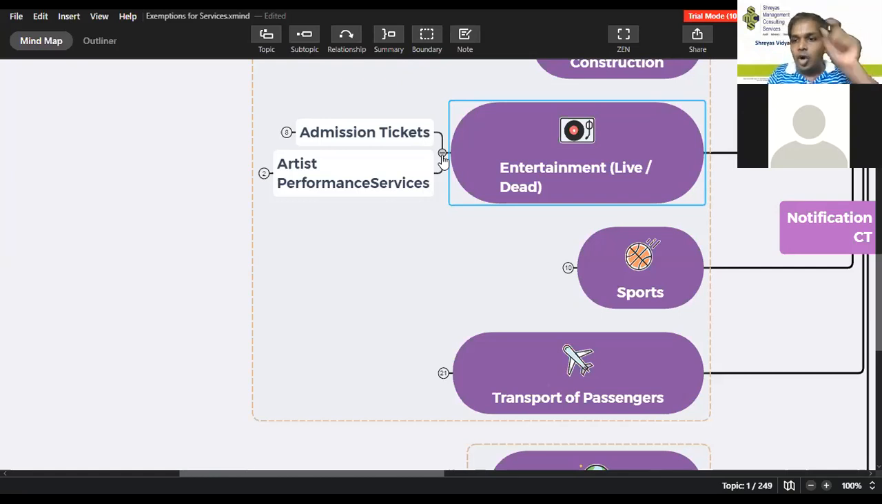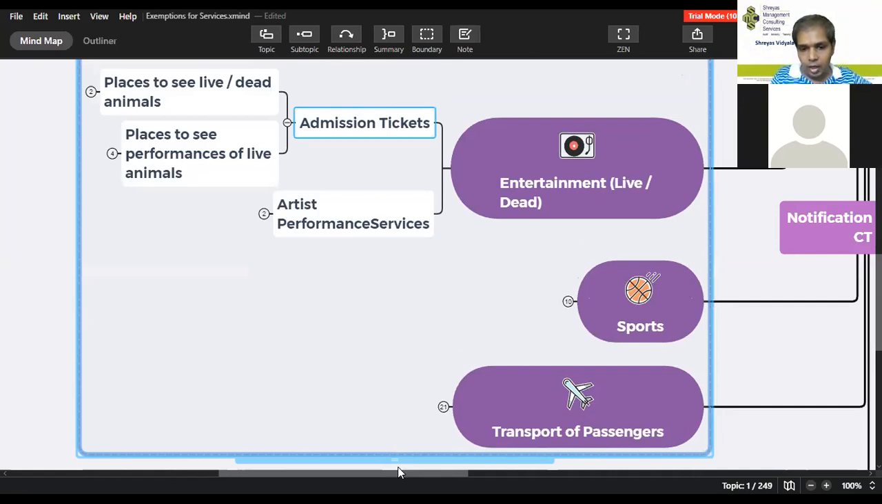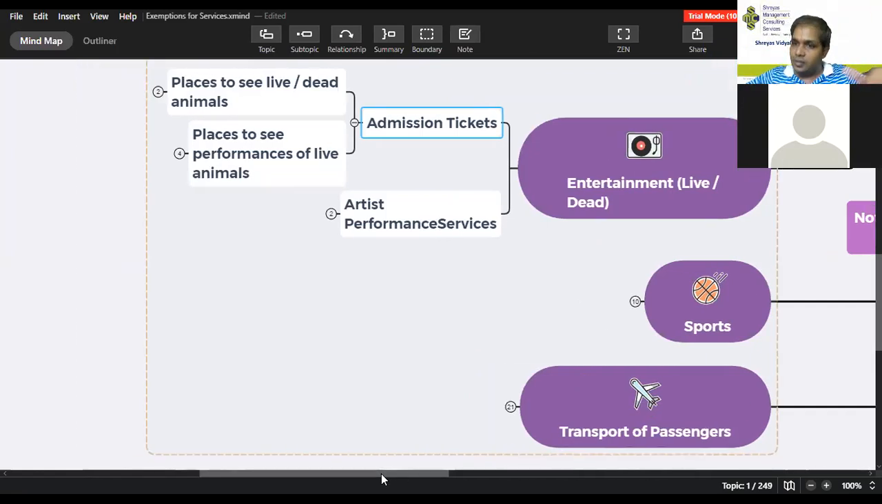They said the organizer of the event gets money by way of sponsorship and by way of sale of tickets. And the exemption they have given is only for sale of tickets, not for sponsorship services. Now, what exemption is given for sale of tickets? They said admission tickets for these places are exempt. Admission ticket is a word I used for simple understanding.